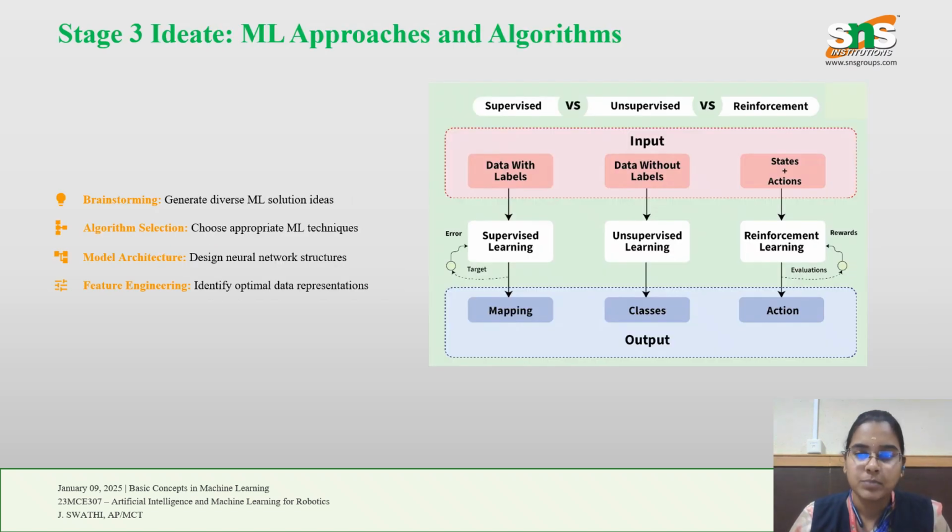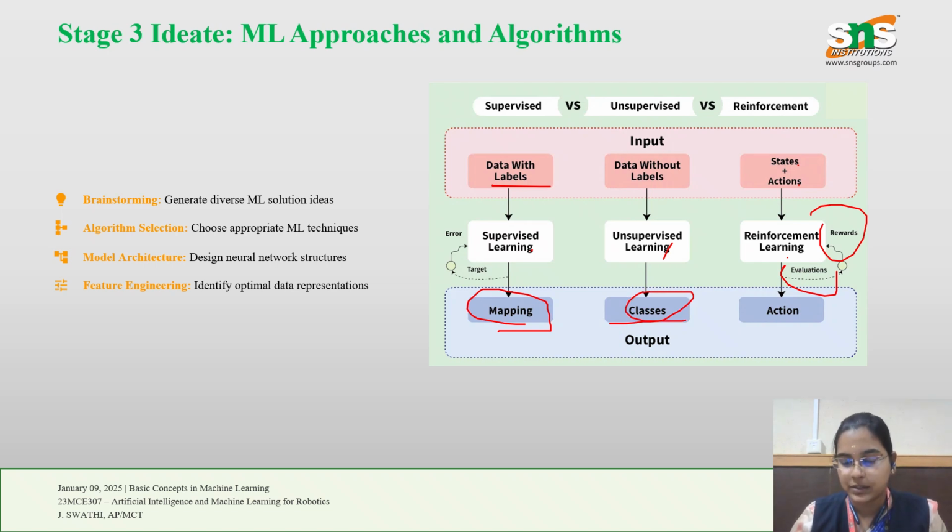And how the program algorithm is defined is, we have three subdivisions as we have discussed. Data with label means we go for supervised, without label means we go for unsupervised, and state and actions means we go for reinforcement learning. Here we have the reward systems and evaluation process. So supervised is usually used for mapping purposes, unsupervised is used for classification, dividing the classes, and reinforcement is used to perform actions, that is nothing but decision making.